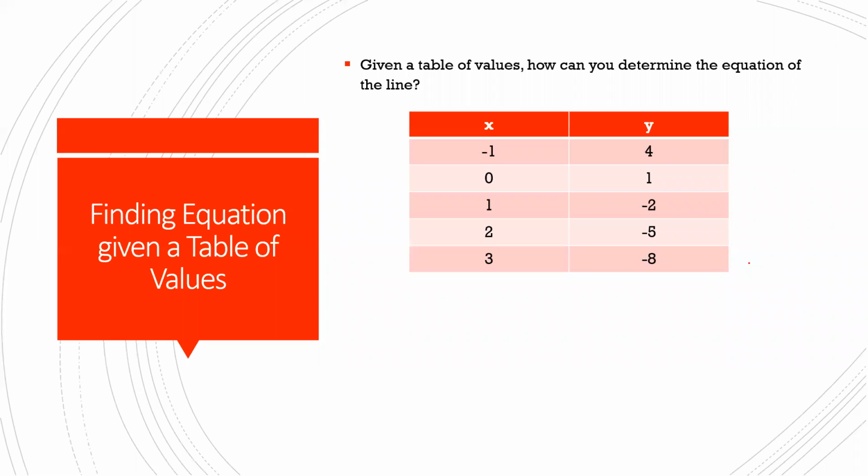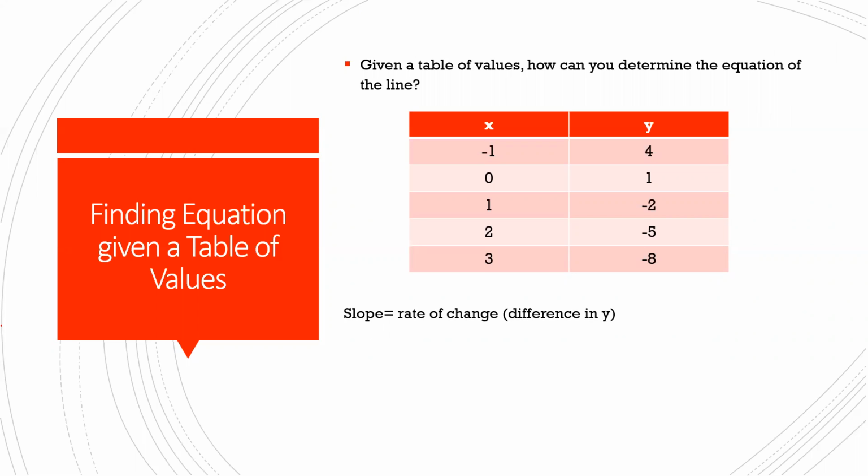How do you find the equation if you're given a table of values? To find the equation from a table of values, let's first figure out what the slope is. I will start with that. The slope is the rate of change, or in this case, because it's a table of values, the difference in y. So I'm going to calculate how much the y values are increasing or decreasing by.